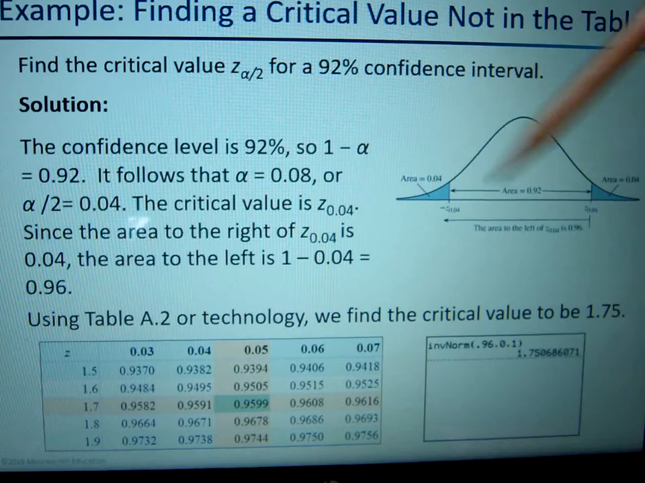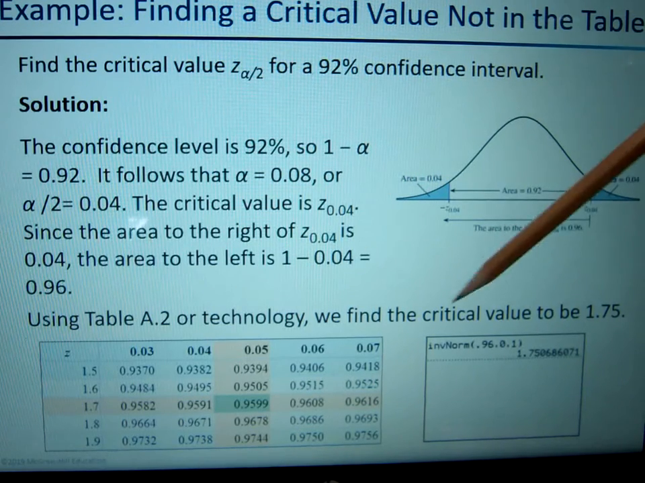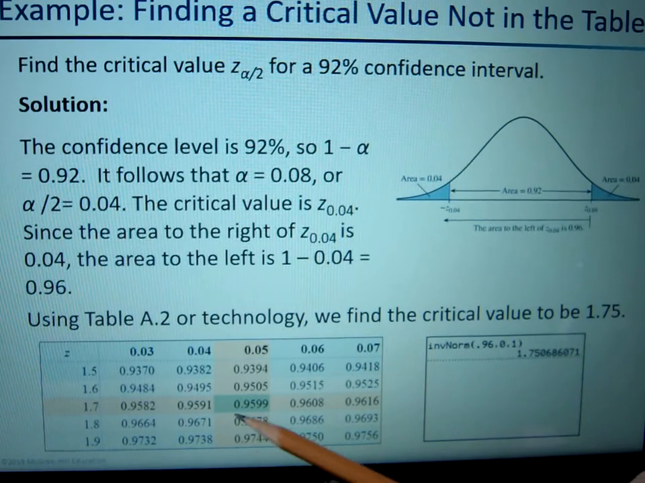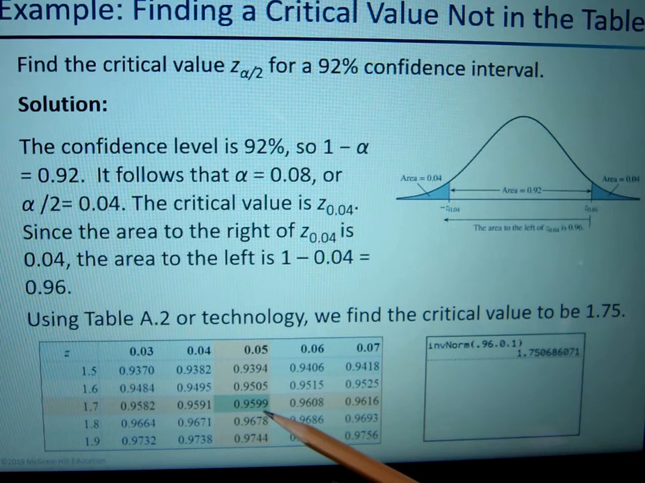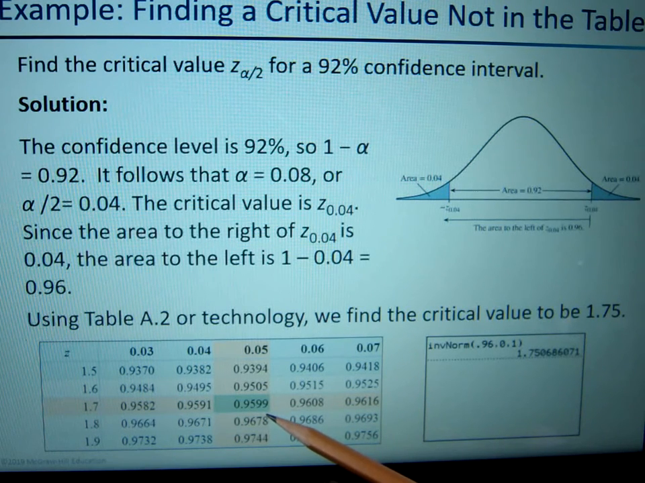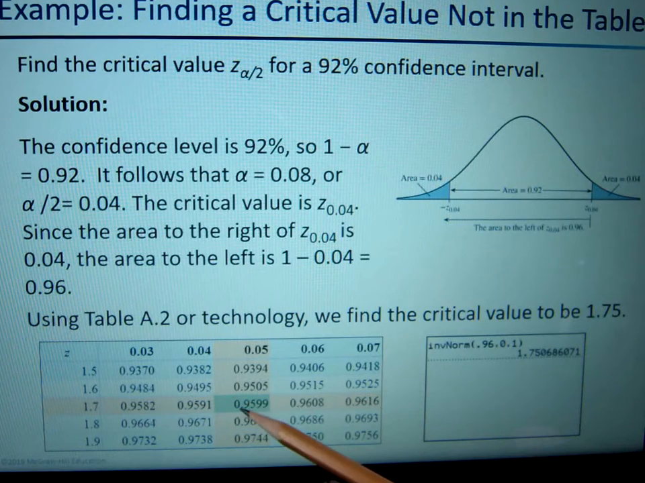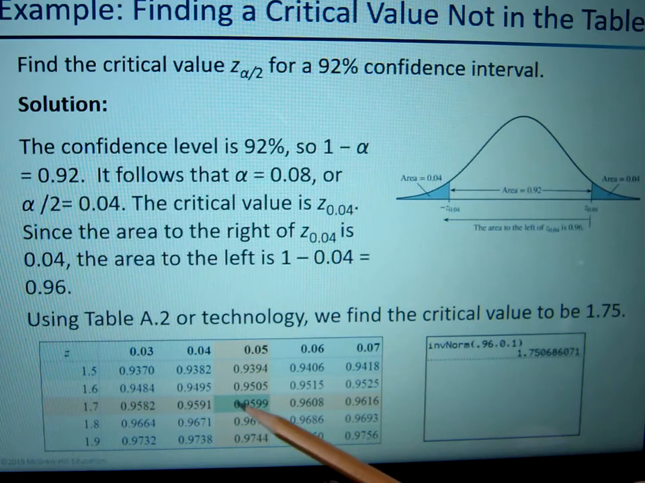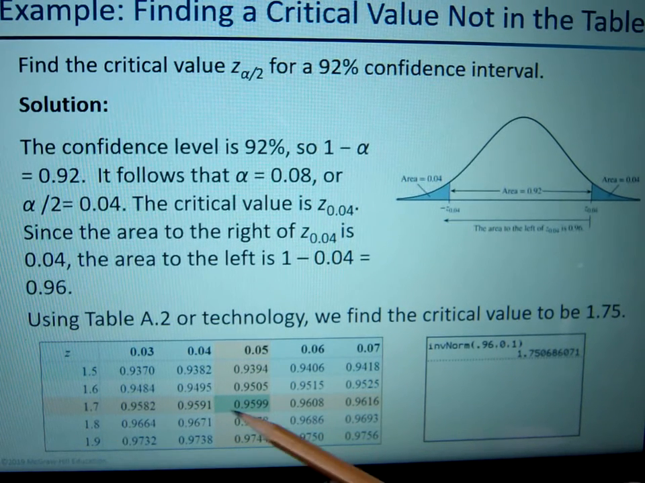Now when we use our table or technology, we know that we have 0.96 and we're looking at this, so we want to know what that Z value is, and we will see that we have 1.75.